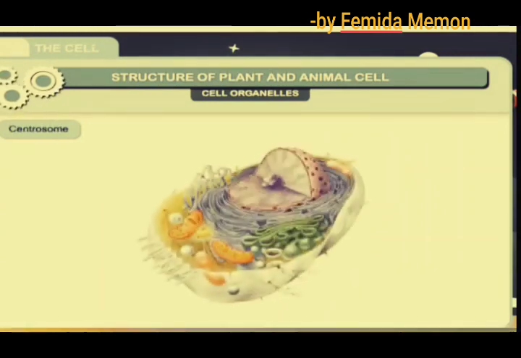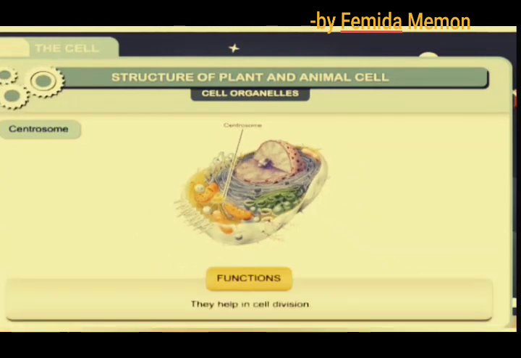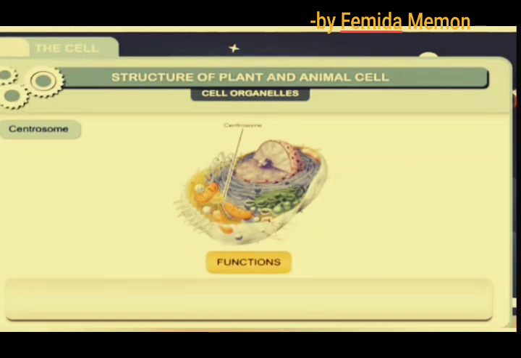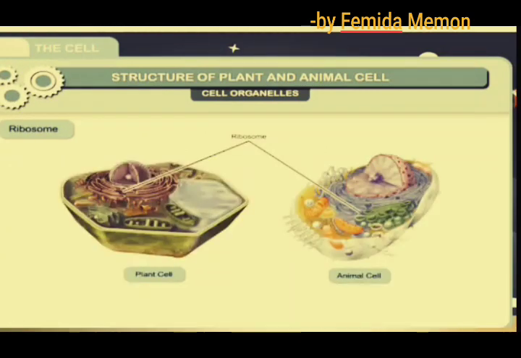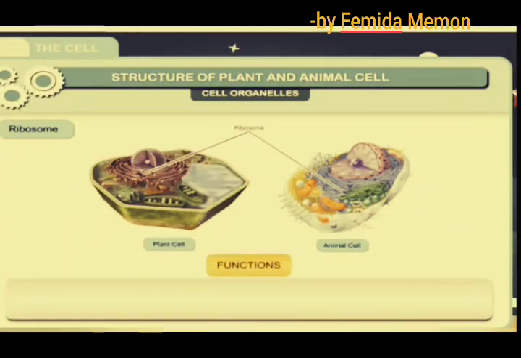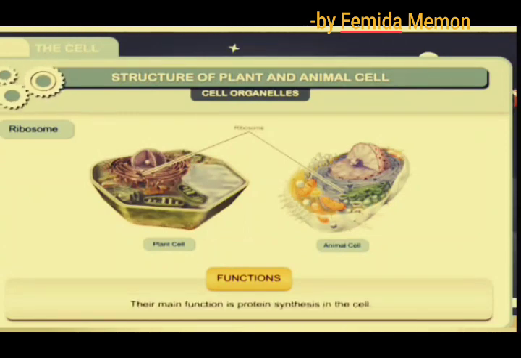Centrosome. They are star-shaped bodies present in pairs near the nucleus and are found only in animal cells. Each consists of two dot-like bodies called centrioles. Functions. They help in cell division. Ribosome. The rough surface endoplasmic reticulum contains some granular structures which are spherical in shape called ribosomes. Functions. Their main function is protein synthesis in the cell.